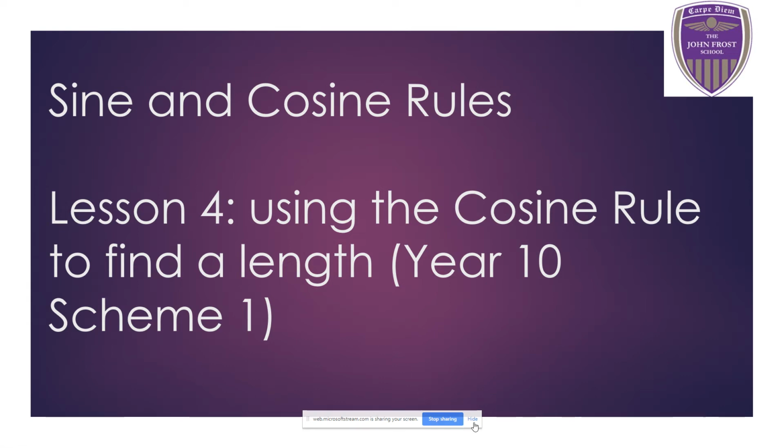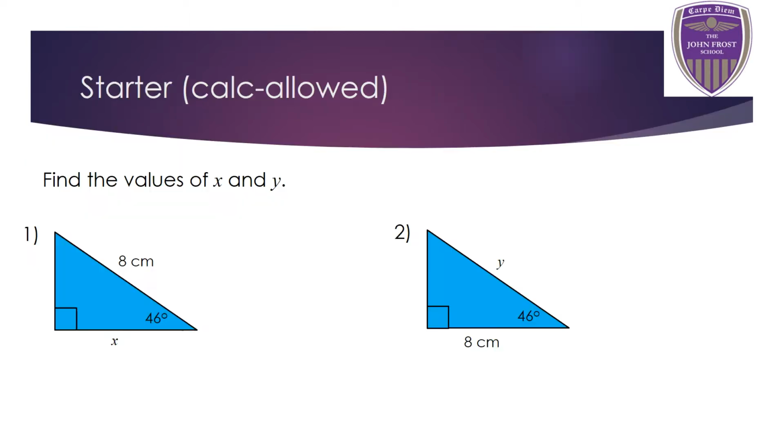Okay, welcome to lesson 4 in this advanced trigonometry section. Today we're going to move off the sine rule and start using the cosine rule to find the length. Okay, there's also a cosine rule, just like the sine rule.